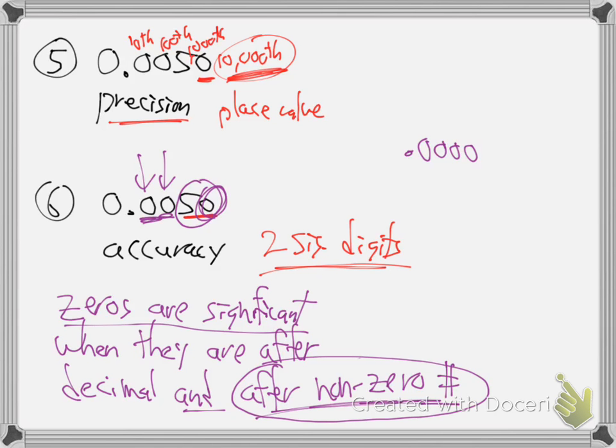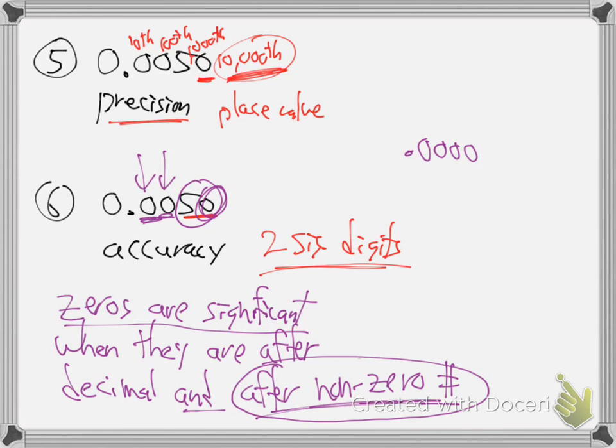Everybody tracking with me on that? There's two things a zero has to do to count, to be significant. It has to be after the decimal and after a number that's not zero. If it meets both those conditions, then we count it. All the other numbers, we always count.